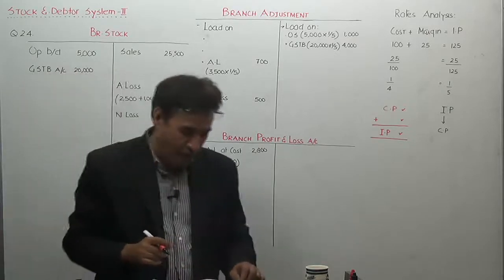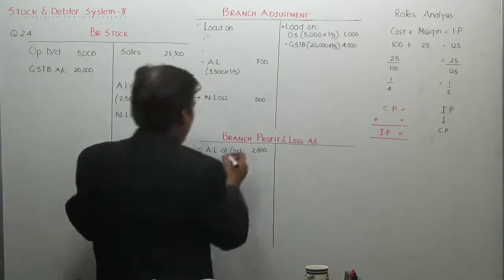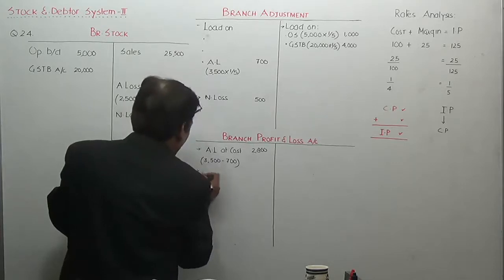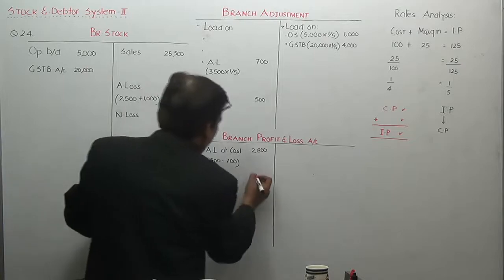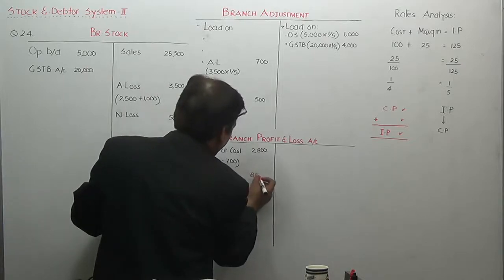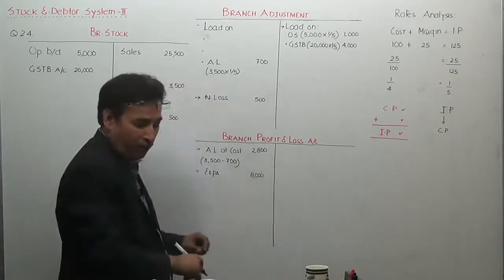Then we have been given expenses. Expenses are written onto the debit side of branch profit and loss account. So you are going to write expenses. Expenses are worth rupees 8,000. You are going to write them over here.